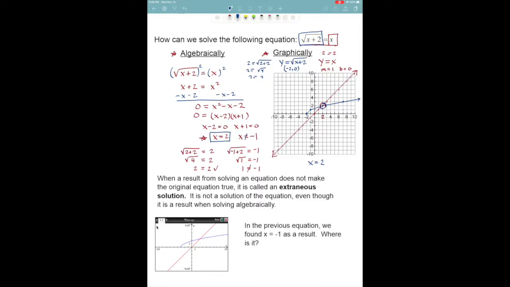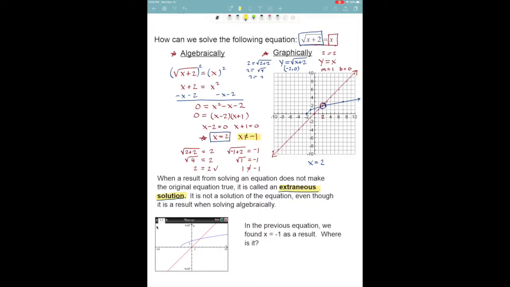Now reading below, it says when a result from solving an equation does not make the original equation true, it is called an extraneous solution. You need to make sure that you know that. That's an important term: extraneous solution. So when it comes down to it here, we had an extraneous solution above. Our extraneous solution was that x equaled negative 1.